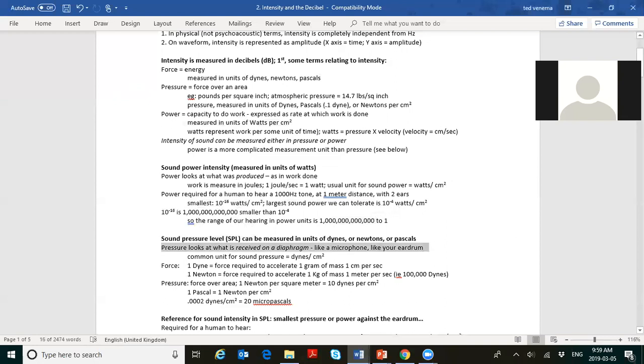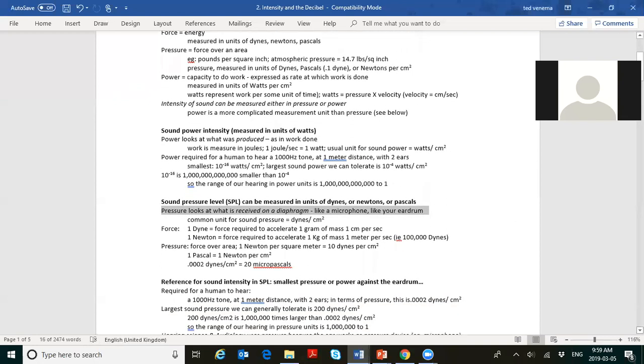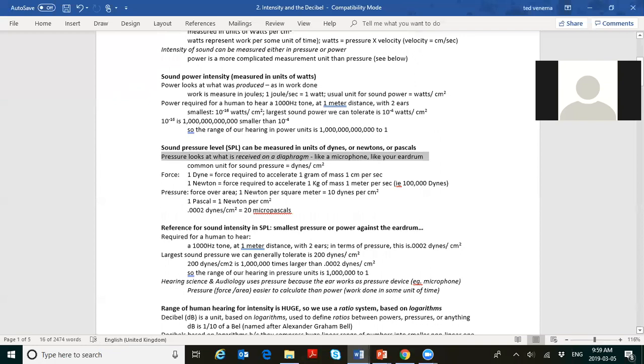Forget power, leave it alone, look at pressure. Just talking about it, same thing. We're talking about the intensity of sound, but we're just talking about it in different units now, not in watts. Now we're looking at sound pressure in terms of dynes per centimeter squared. Remember, it's always per centimeter squared because it's force over an area.